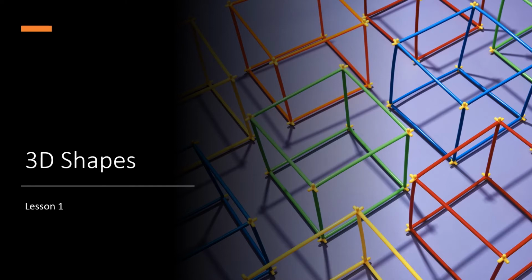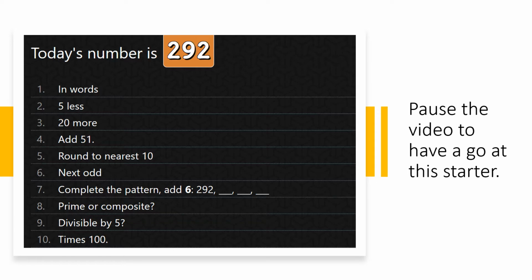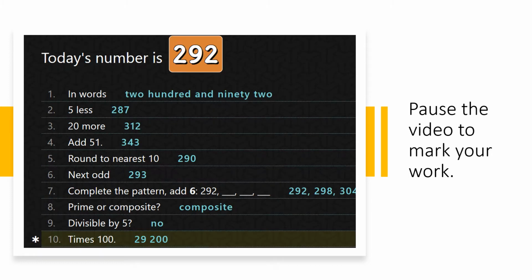So this week we're going to do 3D shapes. This is lesson 1, so we're going to practice naming them and just finding out a little bit more about some of their properties. First thing I'd like you to do is, of course, our starter. Please pause the video to have a go at it and then press play when you're ready to reveal the answers. Please pause the video to mark them.